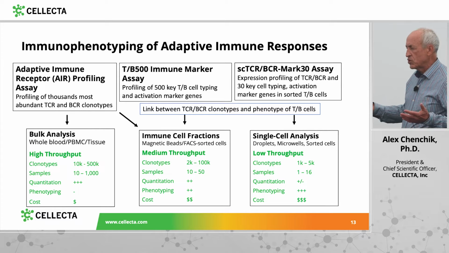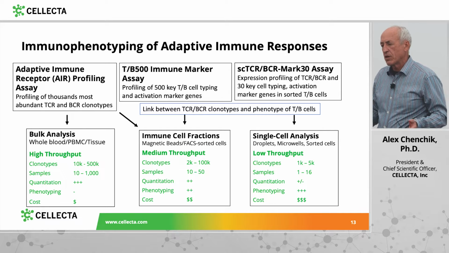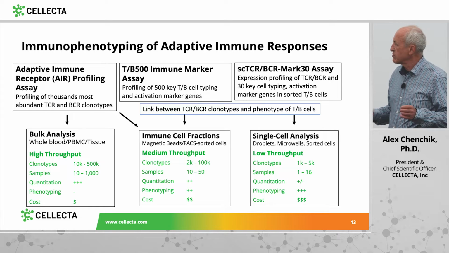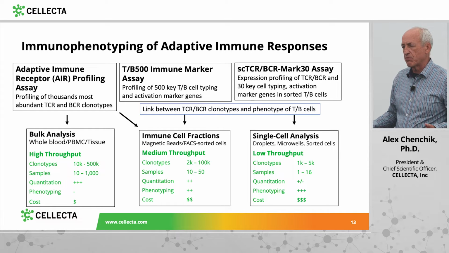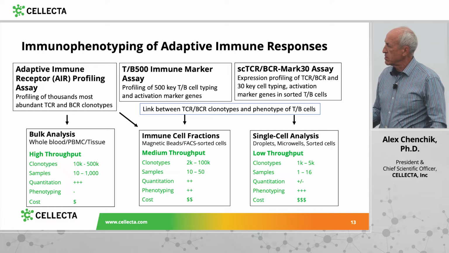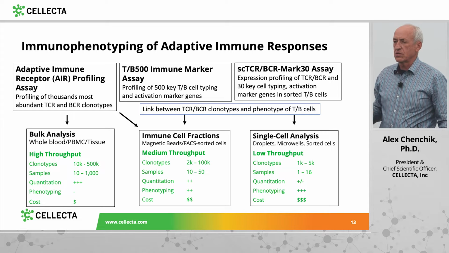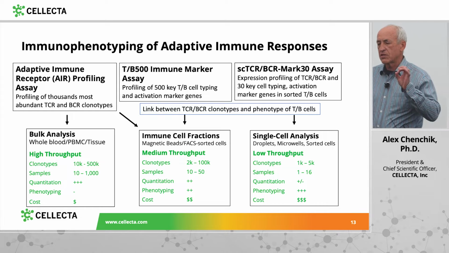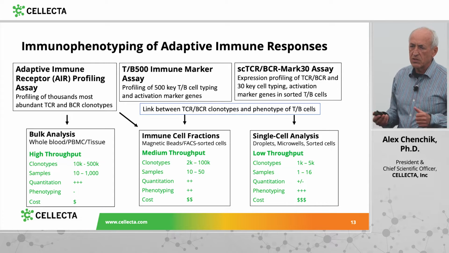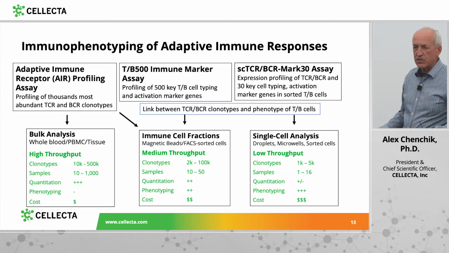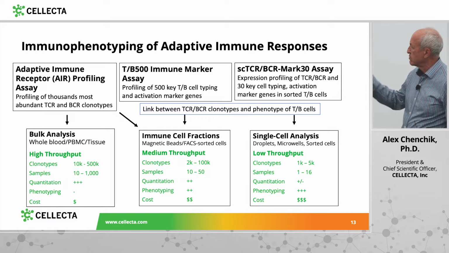And just to give you a general idea, bulk profiling is definitely great if you need to profile dozens or hundreds of samples. Single cell analysis gives you more detailed information about the phenotype of the cells at the single cell level. But in terms of cost, it's significantly more expensive than running bulk analysis. Immune cell fraction analysis, where you do exactly the same protocol but work with cell fractions, is somewhere in the middle. It's more cost effective, but also not as quantitative as bulk analysis.